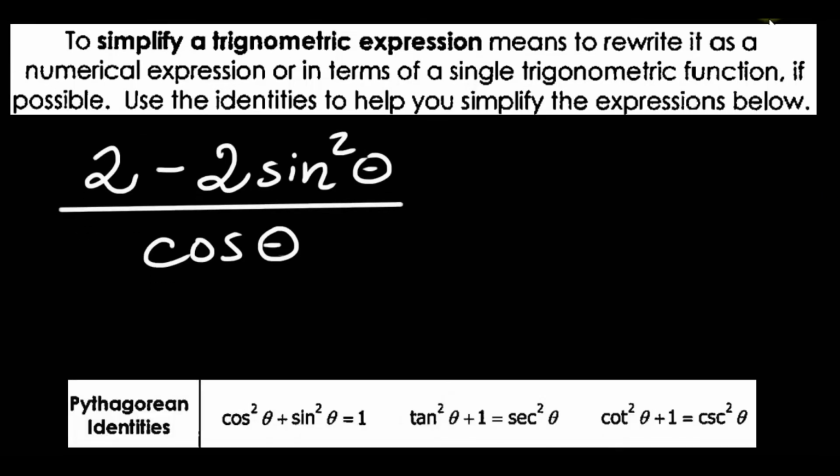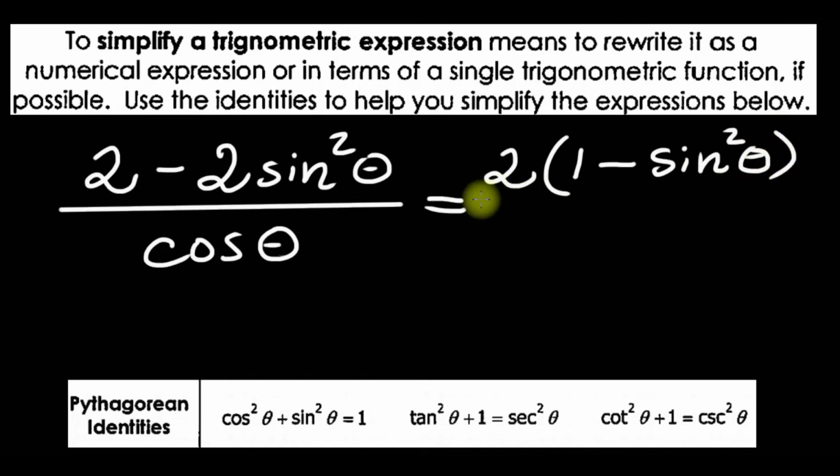Here we're going to have to use the Pythagorean identities. You see how cosine squared plus sine squared is 1. You're going to use that to try to get rid of the sine squared. You can pull a 2 out, so if you pull a 2 out, you have 1 minus sine squared all over cosine theta.